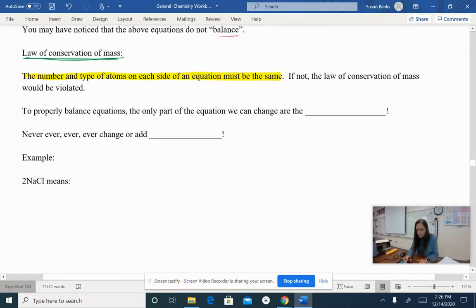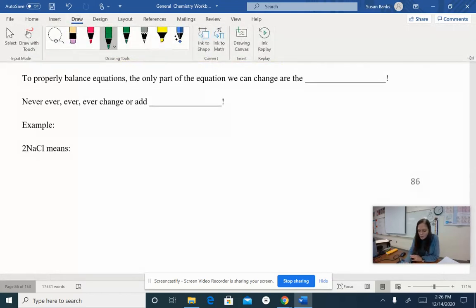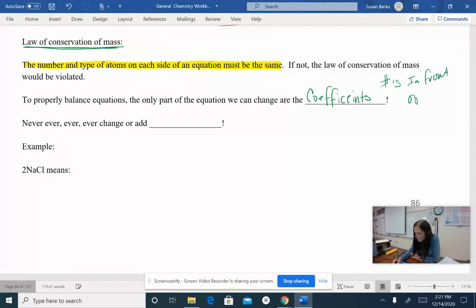Okay? So let's talk about how we properly balance equations. The only part of the equation that we can change are the coefficients. Okay, these are the numbers in front of the compounds or elements. Okay, we can only change the coefficients.